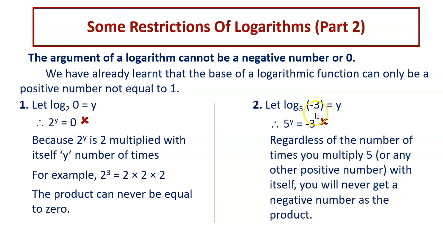So these are the two restrictions for the argument of any logarithm. We have learned about the restrictions for the base of a logarithm: it cannot be a negative number, it cannot be equal to 0, and it cannot be equal to 1. And the argument of a logarithm cannot be a negative number and it cannot be equal to 0. So students, this brings us to the end of this session.